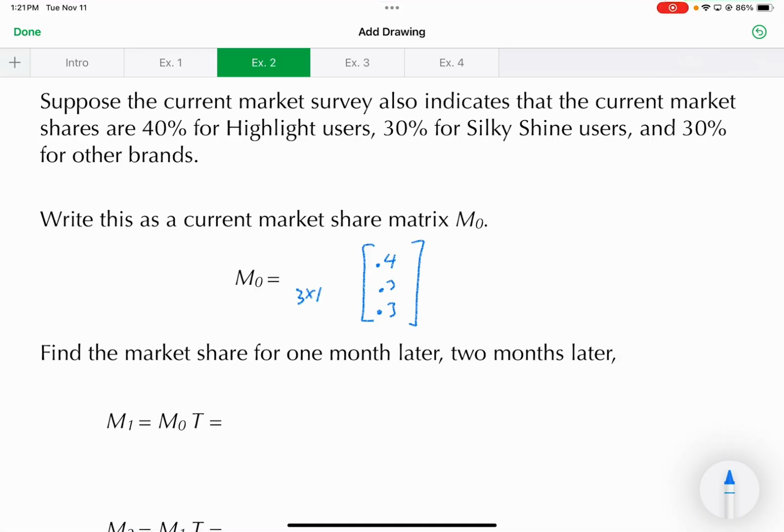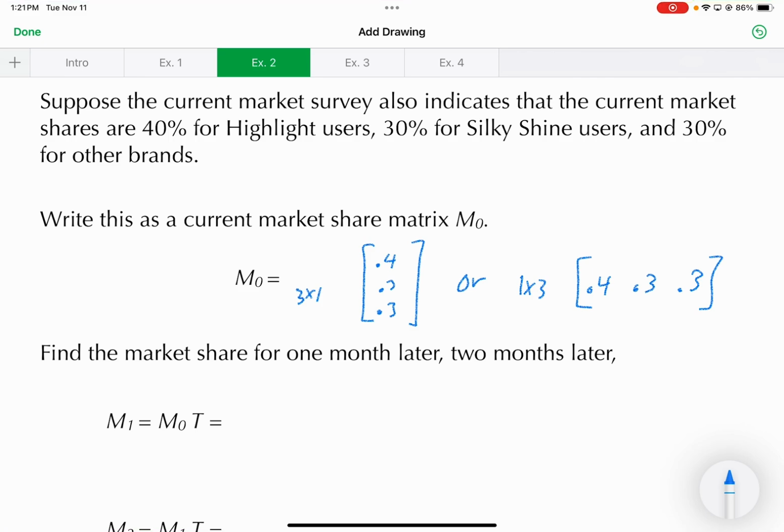Although, could I write it as a 1 by 3? I mean, I guess I can, right? I just do it as 3 columns in 1 row. So the other option is a 1 by 3, and then I would write it as 0.4, 0.3, 0.3. Okay. One of these is correct, and one of them is not going to work with what we want to do. Okay? So let's think about that for a second.